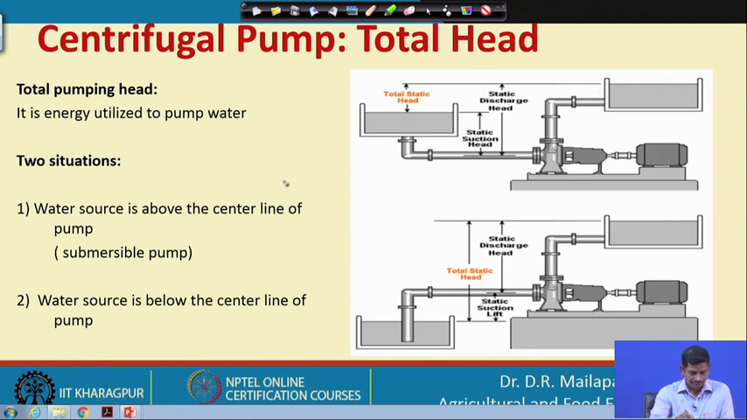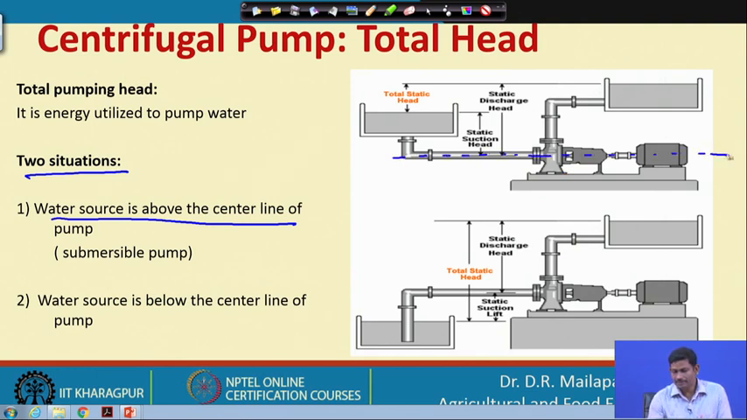Okay, so here there are two situations you can see, based on the location of the water source. The water source is above the center line of the pump, and the water source is below the center line of the pump. For example, here, this is the center line of the pump. In this case the water source is above, and in this case the water source is below. In both cases we are going to see what the total head is.